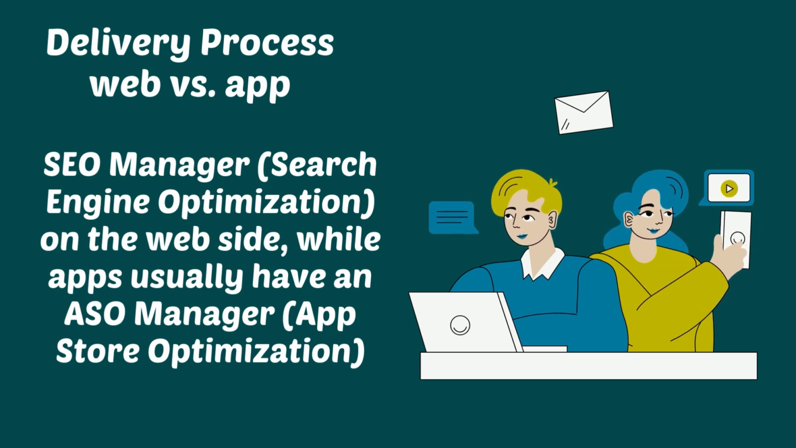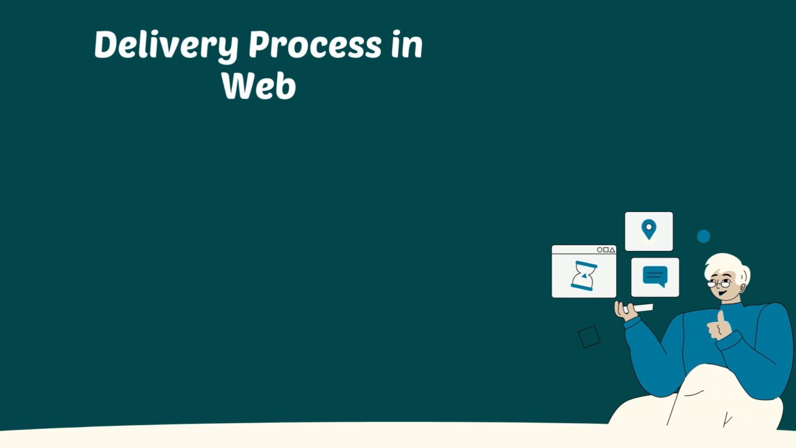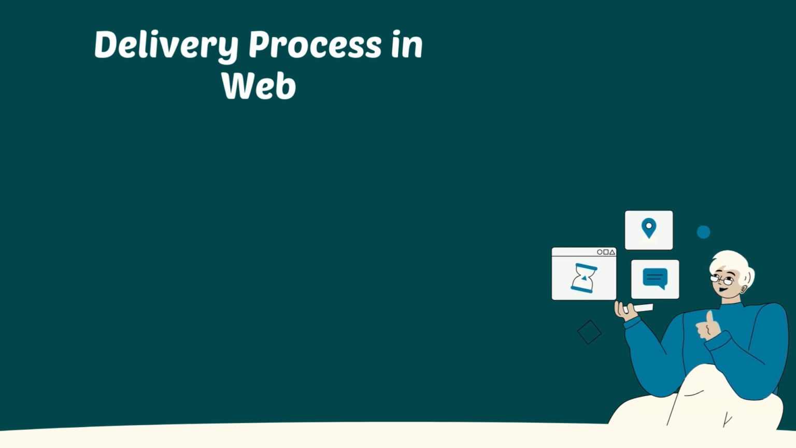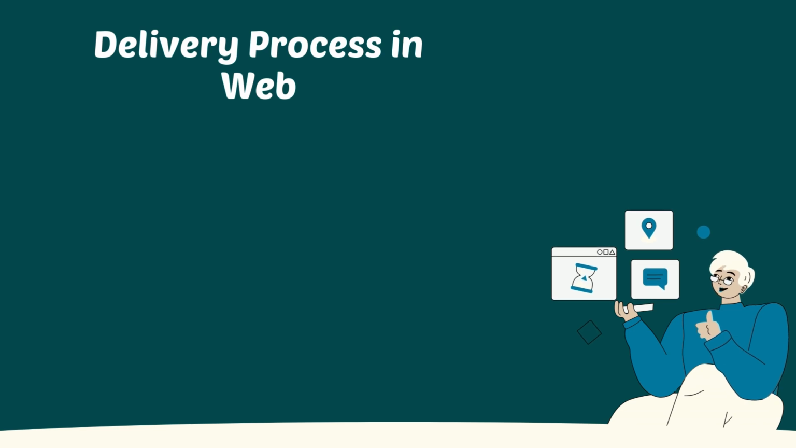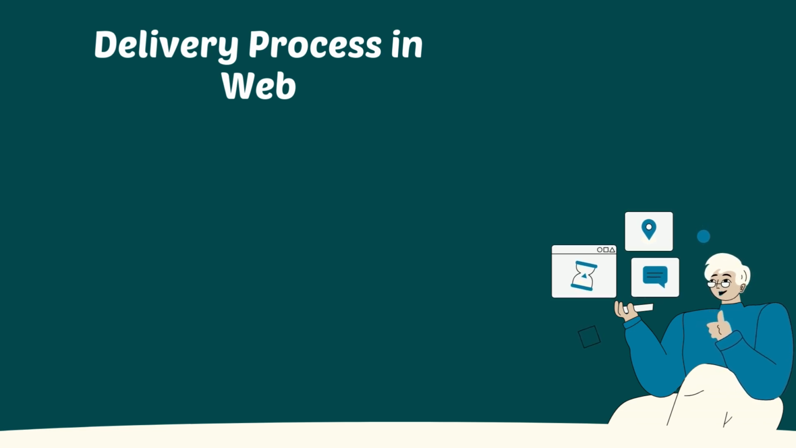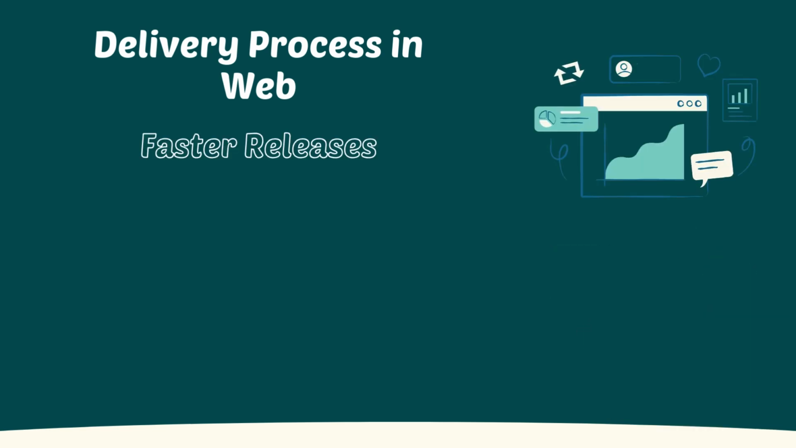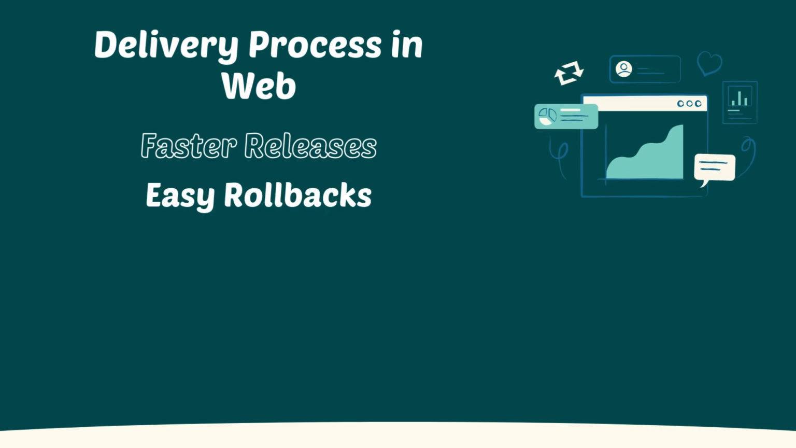These roles focus on discoverability in different environments: search engines versus app stores. Let's now take a closer look at how the delivery process works for web products, and later we'll compare that with apps. Delivery process in web. Faster releases. Web products can be released instantly. There's no need to go through a review process like with app stores, where approvals can take days.